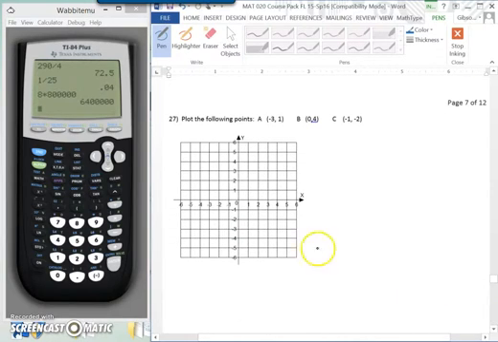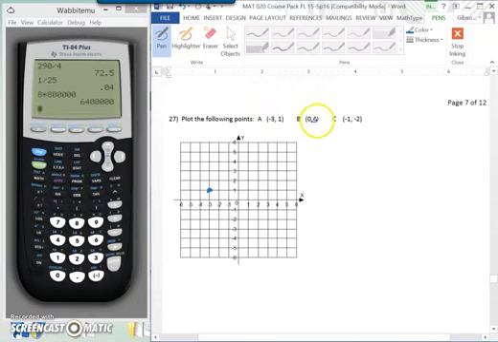Okay, now for 27. It says plot the following points. Now I have to warn you before we start. You may have to pause this because sometimes when I plot a point, the point will disappear. I don't know why that is, but it happens. So we go here A. We have -3, +1. So we start here at the origin. We go -3, so we go 3 to the left. And then we go up 1. So this would be A.